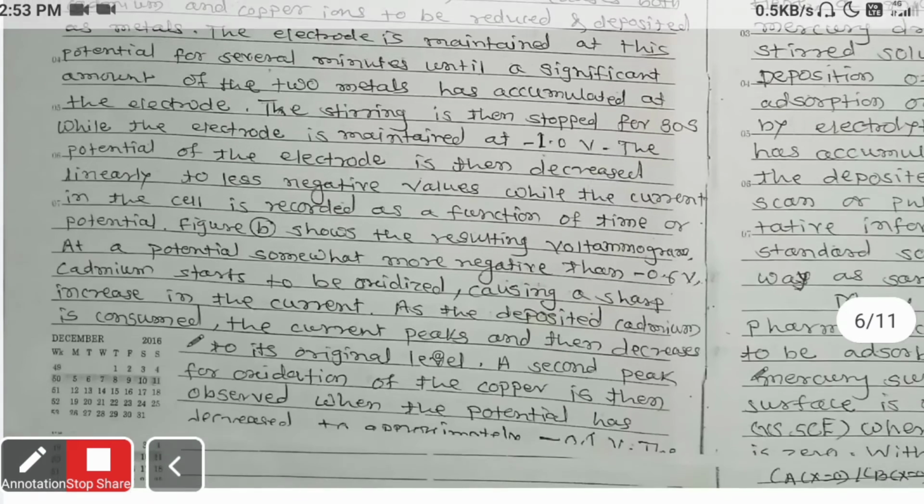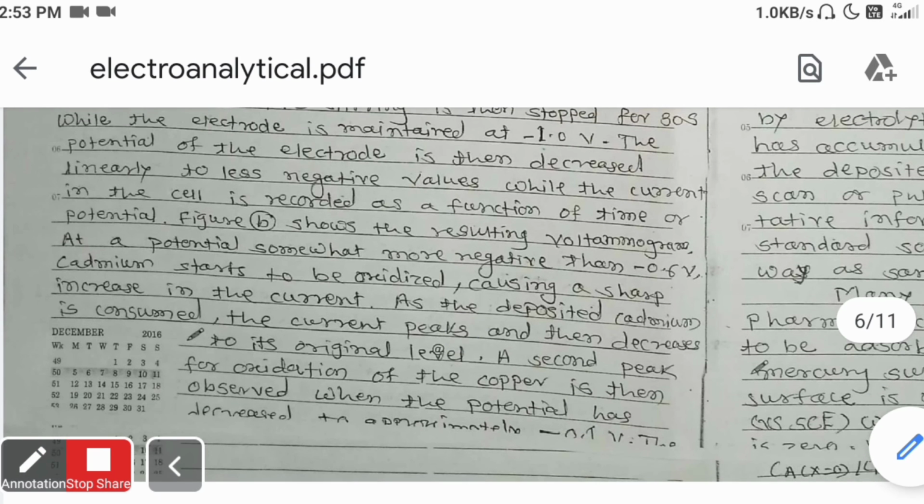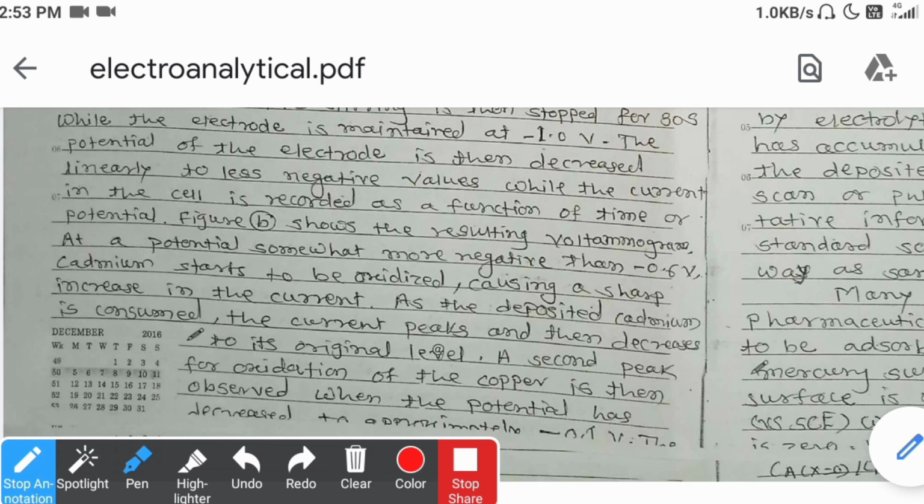The potential of the electrode then decreases linearly to a less negative value, or more often we can say it is increased to a more positive value, while the current in the cell is measured as a function of time or voltage. So the output is the current versus time or voltage. The resulting voltammogram will show the output for the particular ions. At about minus 0.6 volt we get the cadmium peak, so it gets oxidized, causing a sharp increase in the current.